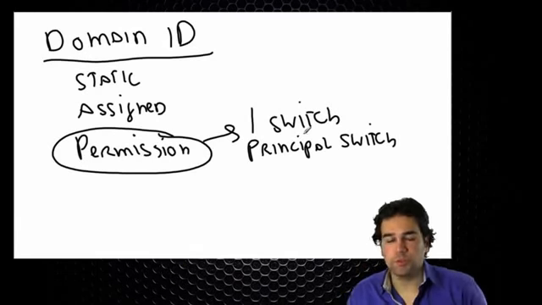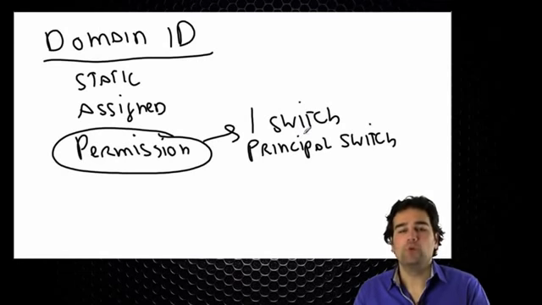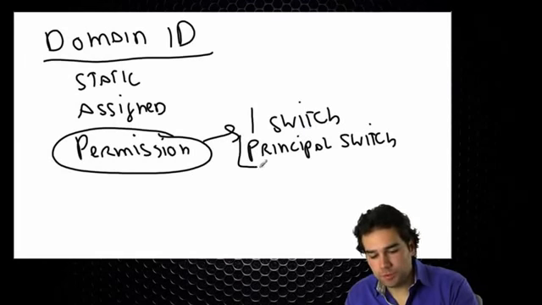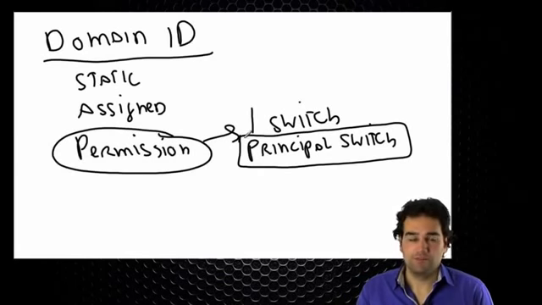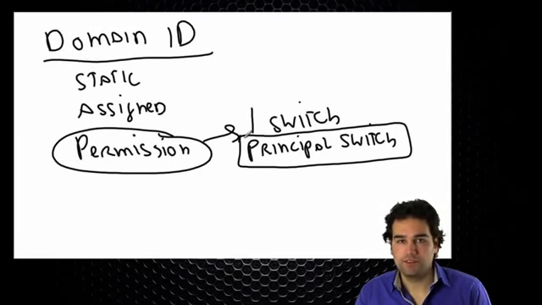So the principal switch is the switch that will determine who will get which domain ID. That principal switch needs to be elected, just like a spanning tree root, actually. It works kind of the same way.